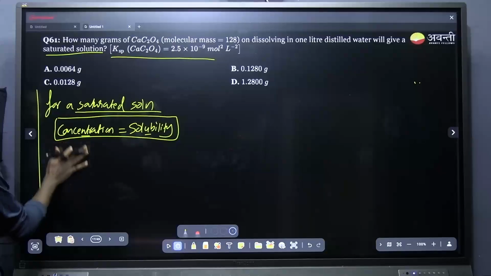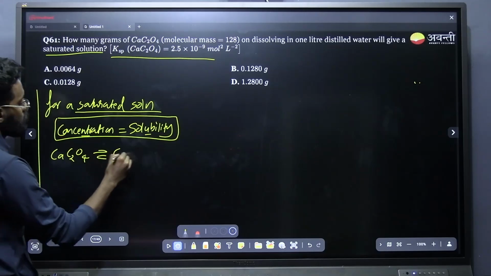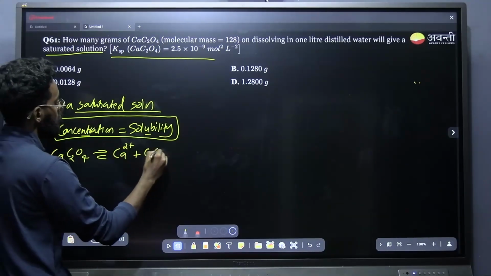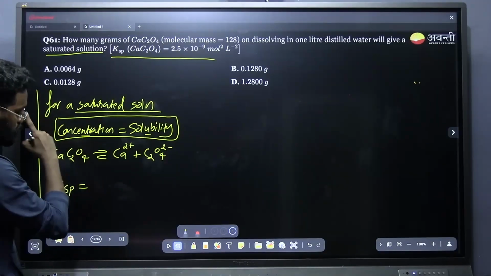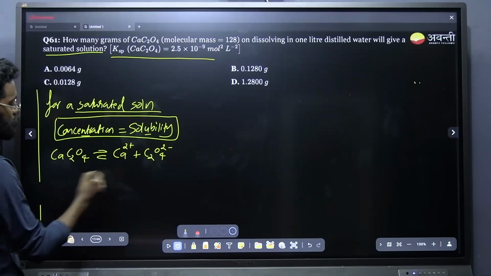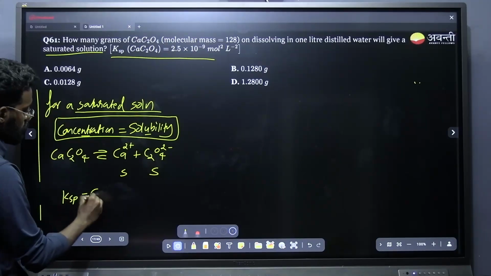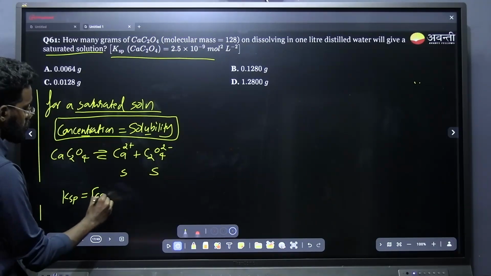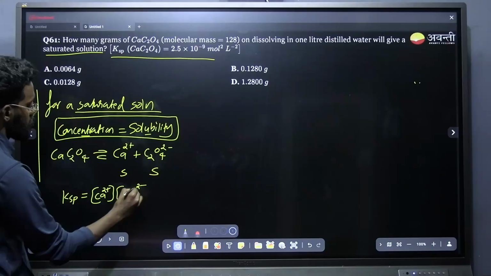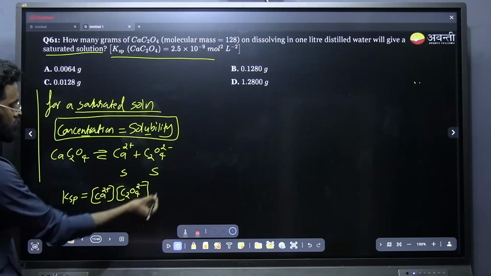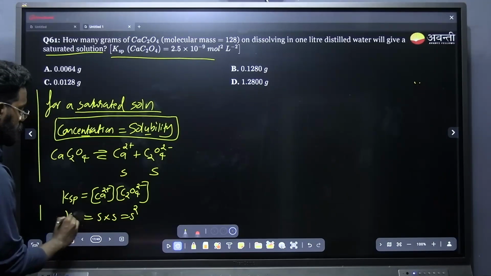So find the Ksp value. Before that, write down the equation: CaC2O4 converts into Ca2+ and C2O4 2-. Now what is the Ksp value? For a saturated solution, the solubility of Ca2+ is S, and this is also S. So Ksp is equal to the concentration of Ca2+ into the concentration of C2O4 2-, raised to the power of the stoichiometric coefficients, which are all the same. So it is S into S, that is S squared. Ksp is equal to S squared.